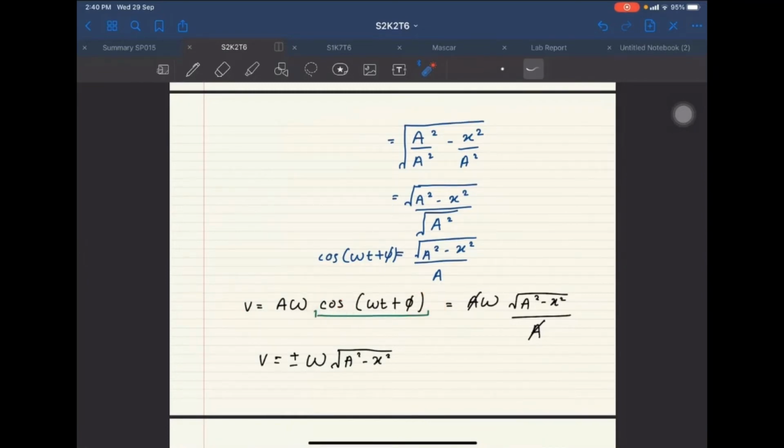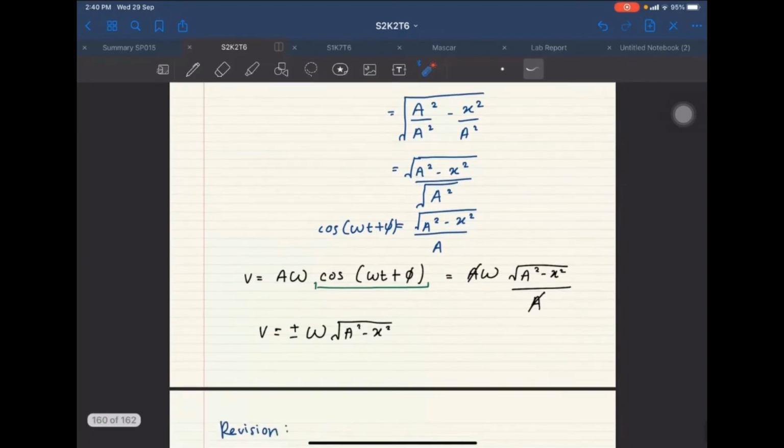Yang ni you don't have to memorize. Okay, sebab apa? Dia akan berubah. Dekat cos ni dia boleh jadi sine, dia boleh jadi negative cos, dia boleh jadi negative sine. Okay, sebab tu formula ni pun tak ada dalam formula sheet. Tapi formula ni ada. So this one dia memang macam tu, dia tak berubah regardless of the starting position pun. Just that this one depends on X. Kalau depends on time, you really have to do it manually. Kena derive lah, differentiate tadi. Okay, that one is for V.